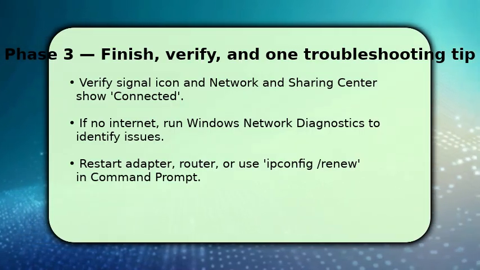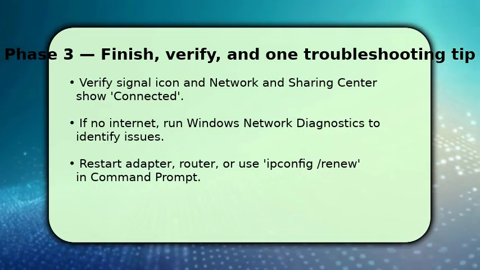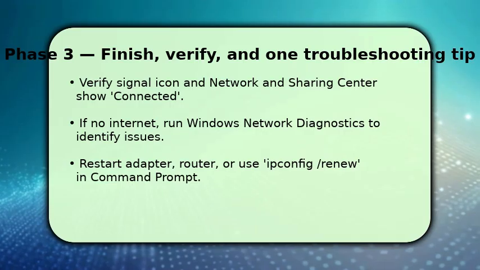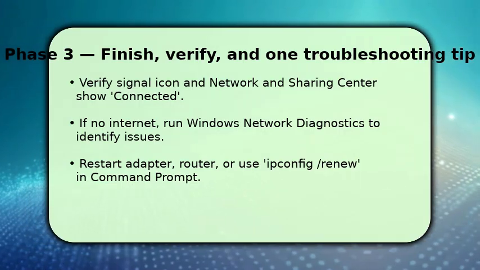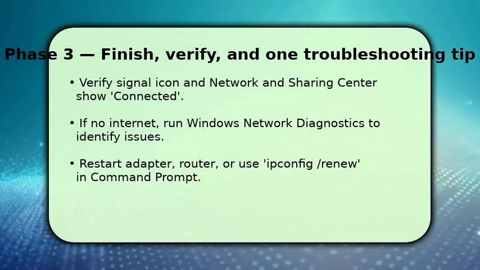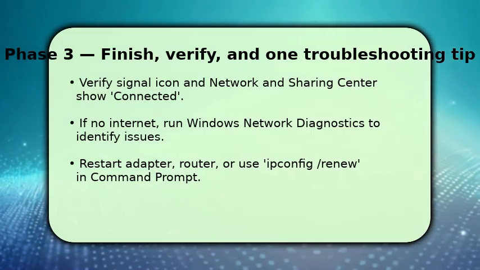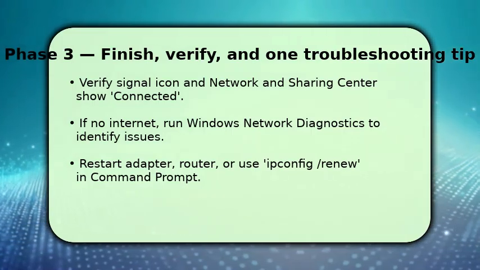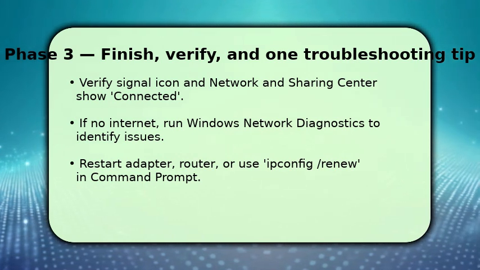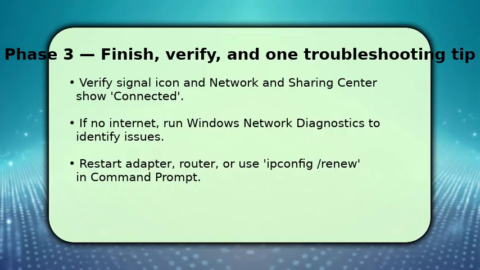If you cannot browse, run Windows Network Diagnostics to get a quick diagnosis and follow its suggestions. Make sure to restart the wireless adapter or router if diagnostics fail, and use ipconfig /renew in command prompt as a manual DHCP refresh. This often clears IP conflicts and restores access without deeper intervention.